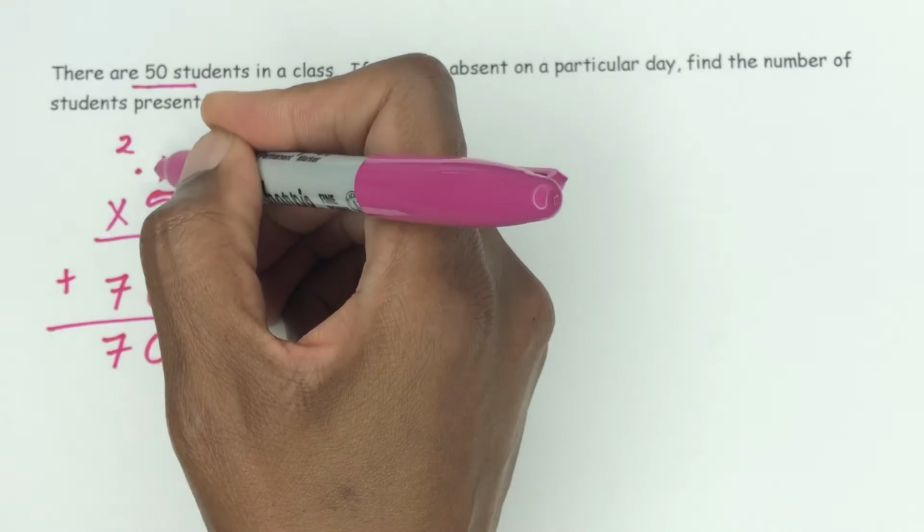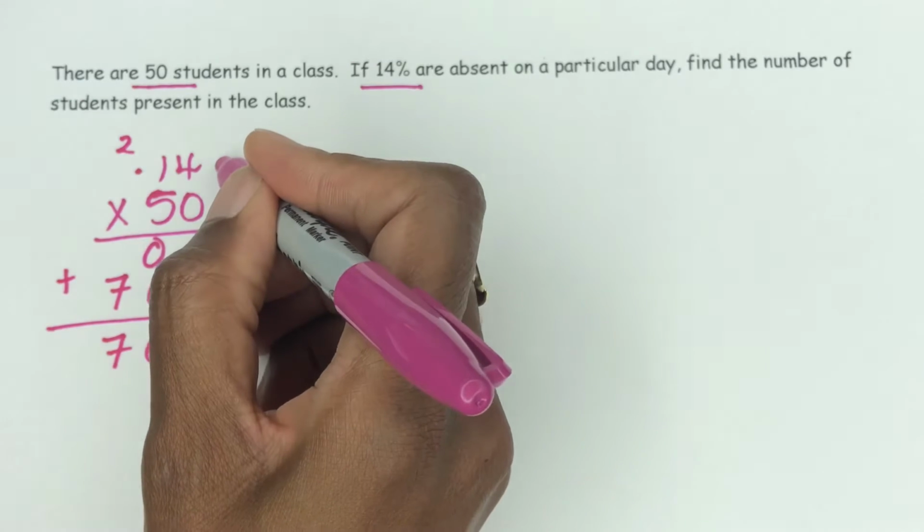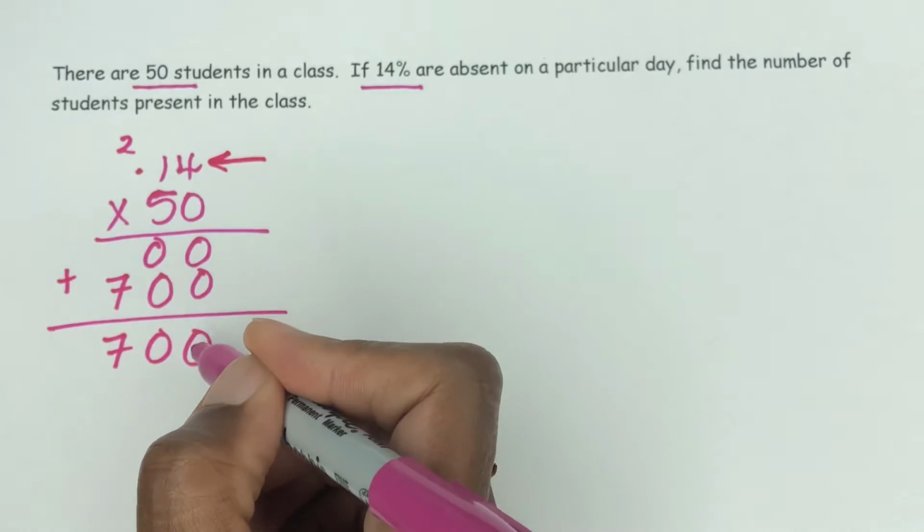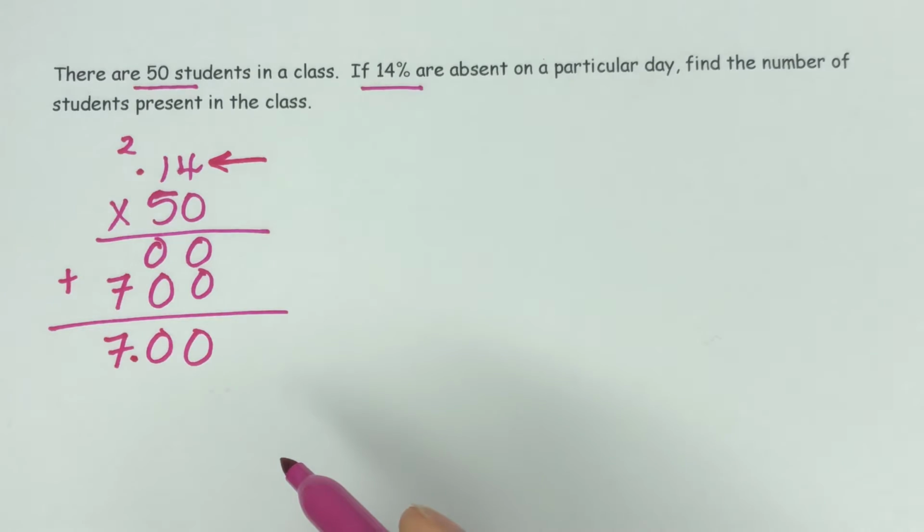But then because of the decimal at the top there, you'd have to come in from the right and put the decimal back in two places, 1, 2, decimal. So that would make it 7.